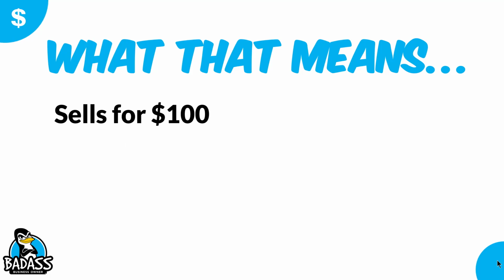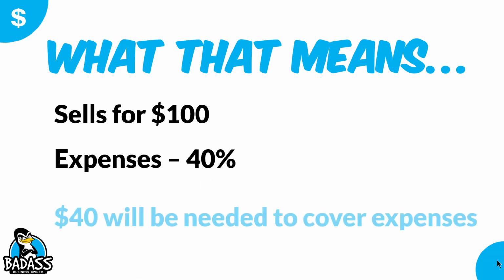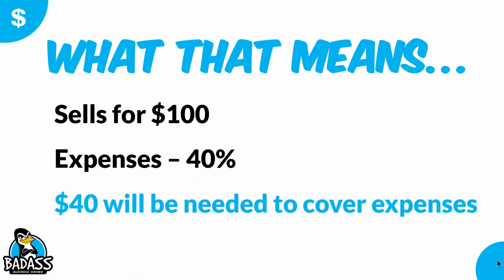All right. If you sell something for $100 and your expenses typically run about 40%, then that means $40 out of every $100 is going to be needed to cover the expenses. So when we're picking our markup, we need to understand that the total sales price is what the expenses run off of, not out of the markup.